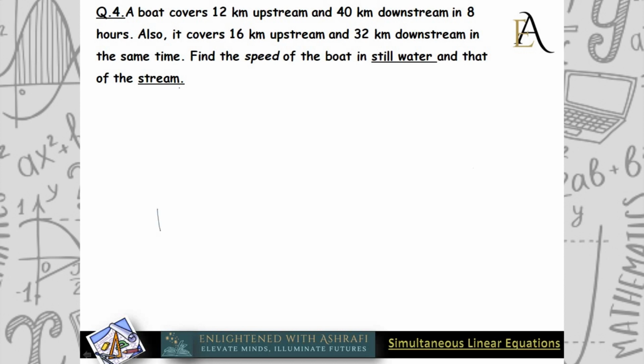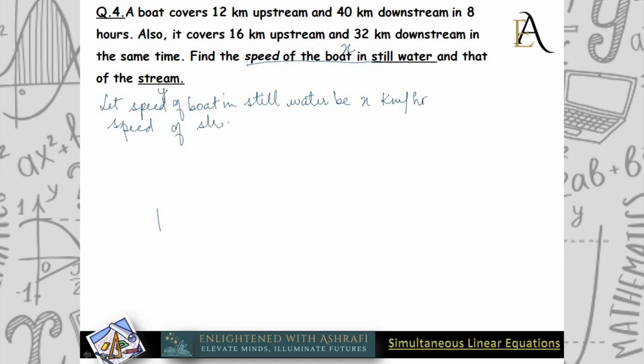Let the speed of the boat in still water be x kilometers per hour and the speed of the stream be y kilometers per hour.